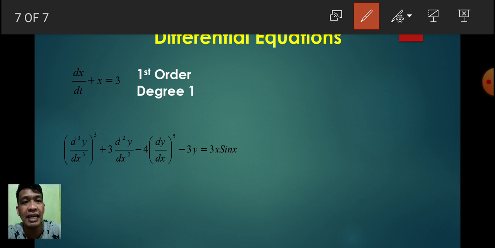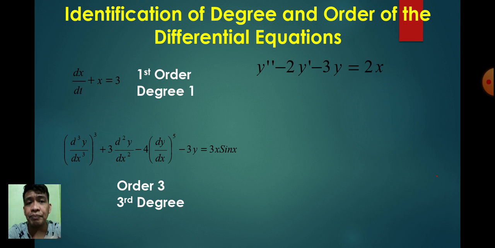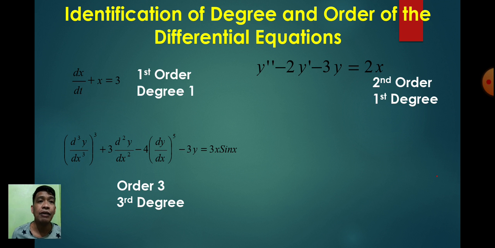Irrespective kung ano yung highest exponent na nakikita mo, kahit 5 yun at ito ay 3, ang pipiliin pa rin natin ay yung 3 since that's the exponent to which the highest derivative is raised. So be careful on that. So that is order 3, third degree. Hindi natin pipiliin ang pinakamataas na exponent ng ating order. Ang pipiliing exponent ay yung exponent ng highest derivative. Y double prime minus 2y prime minus 3y is equal to 2x. That's second order kasi y double prime at kung anong exponent nun, that is first degree.